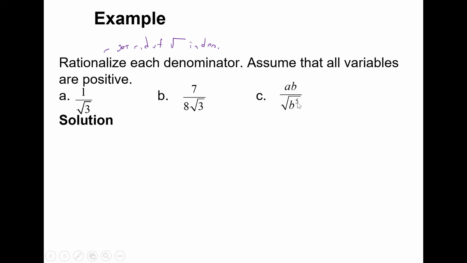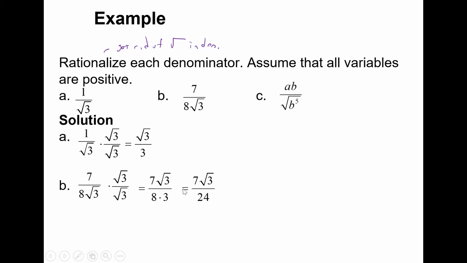Okay, so when we do that, what are we going to do? We're going to multiply by the square root of 3 over the square root of 3, because when we take that times that, that becomes 3. So now we're going to get square root of 3 over 3. What about this one? Well, we're going to do the same thing. We're going to multiply by square root of 3 over square root of 3. And so we're going to get 7 square root of 3 over 24.